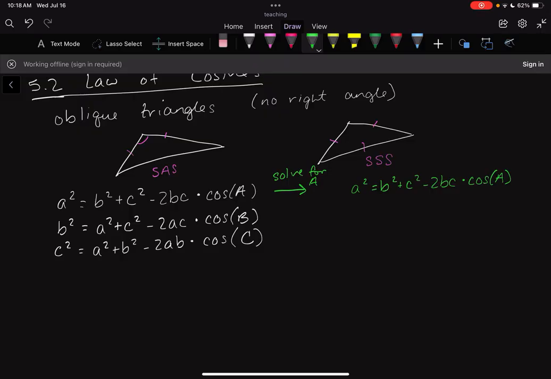So I'm trying to get the a by itself, so I'll have to get cosine a by itself. First, I can subtract the b squared and also the c squared. So let me write what I have now. A squared minus b squared minus c squared equals negative 2bc times cosine a. So I'm just trying to get cosine a by itself. Right now, this is all multiplied by cosine a, so let's go ahead and divide it to get rid of it.